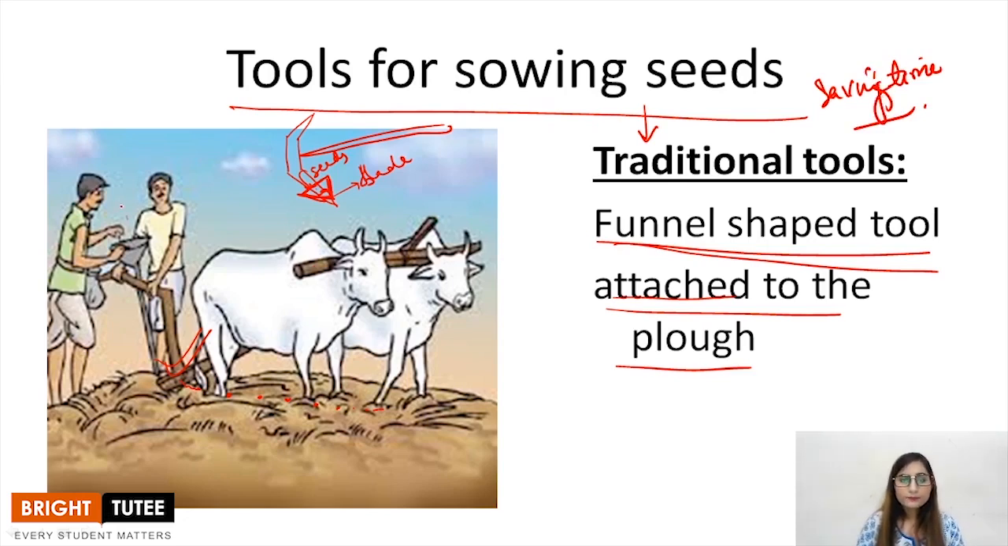As you can see, there is a funnel type tool attached, right? You can attach it at the wooden handle, or you can attach it at the bottom. Basically, traditionally it was used at the top. Here one person is dragging the plow and the second person is putting the seeds inside the funnel. This is the funnel and the seeds go in the bottom, right? With the plow, the seeds are sown inside the field. This is how it works.